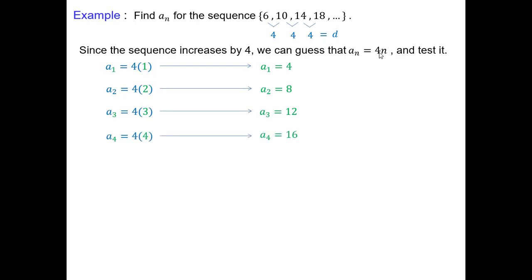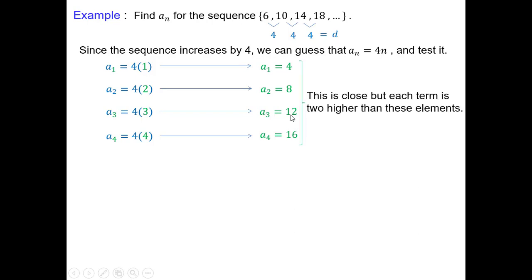And so sure enough, this common difference is 4, but we've got a slight problem because I was supposed to get 6 as my first term, but I got 4. I was supposed to get 10 as my second term, but I got 8. I was supposed to get 14 as my third term, but I got 12. So it appears that even though this is relatively close, each of my values in my sequence are 2 higher than these numbers.